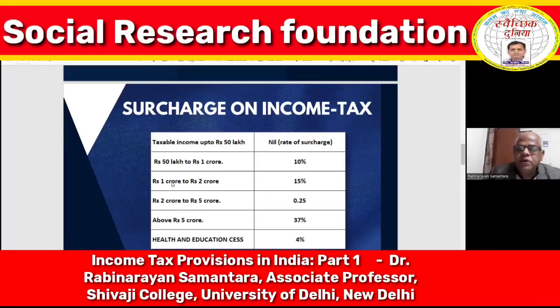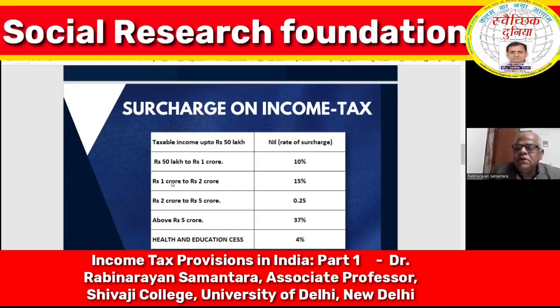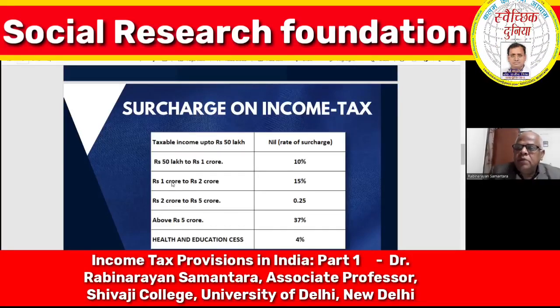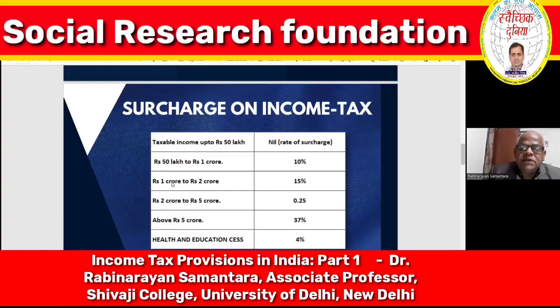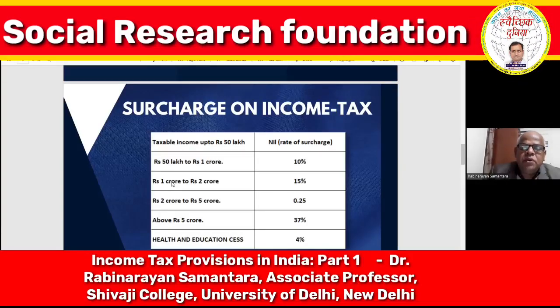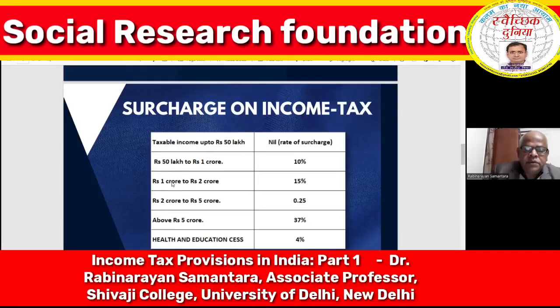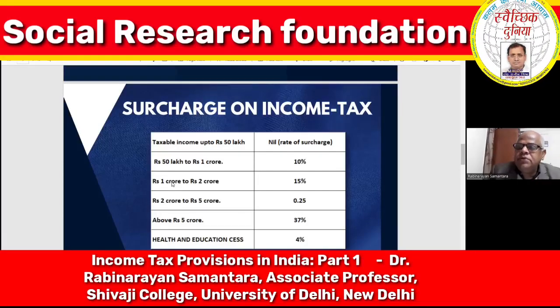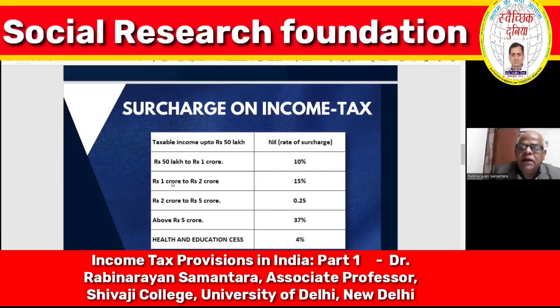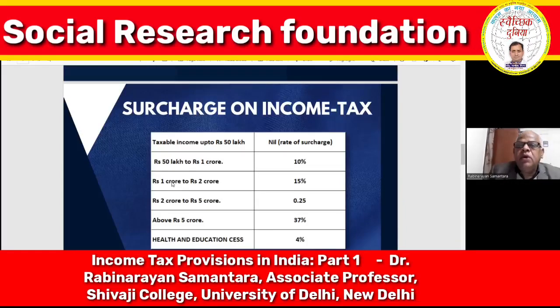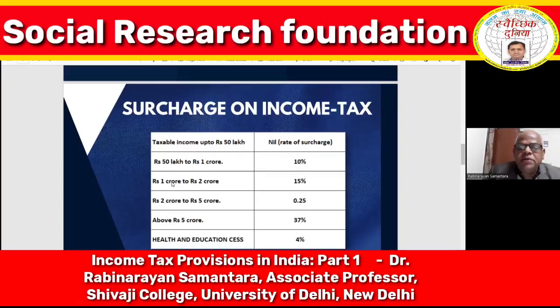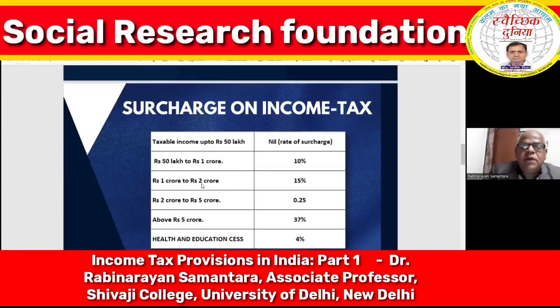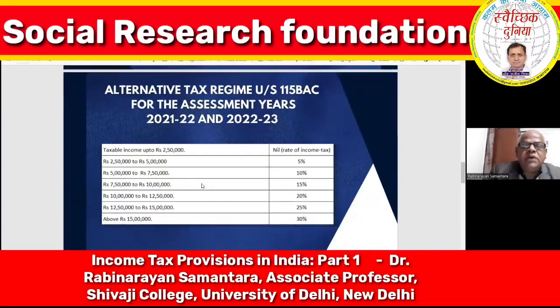Here it's very important to remember that health and education cess is always added at the rate of 4% of the amount of tax calculated, and also the amount of surcharge added to that. This health and education cess is always to be included or added at the rate of 4% in the case of all kinds of assessees, irrespective of their levels of taxable incomes.